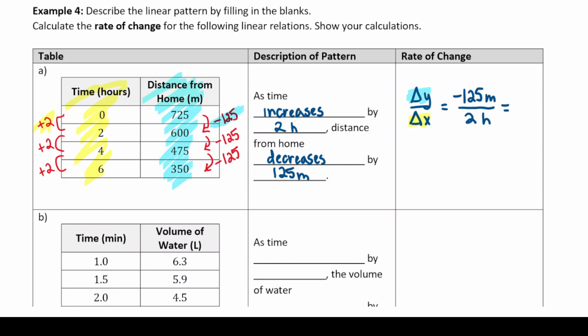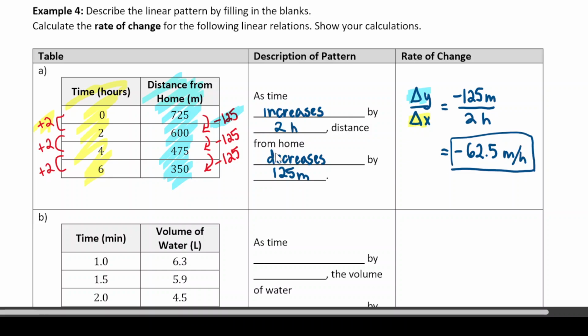And you can divide those numbers. Remember, a fraction is just a division. So we would get, I'll start it on a new line, that looks neater. Negative 125 divided by 2 is negative 62.5. And the units are going to be the same as the units I see here: meters over hour, or meters per hour. You could write it like that. Okay, let's look at the next one.